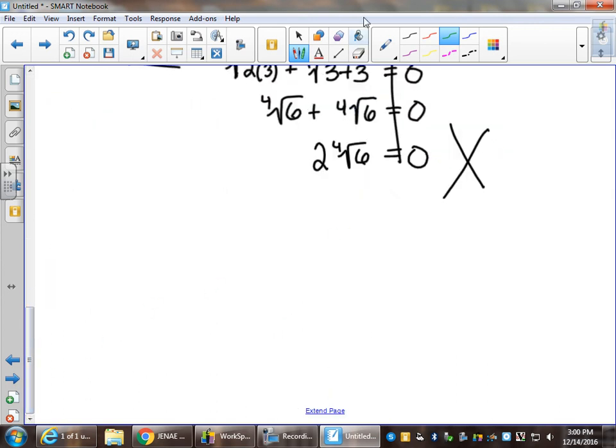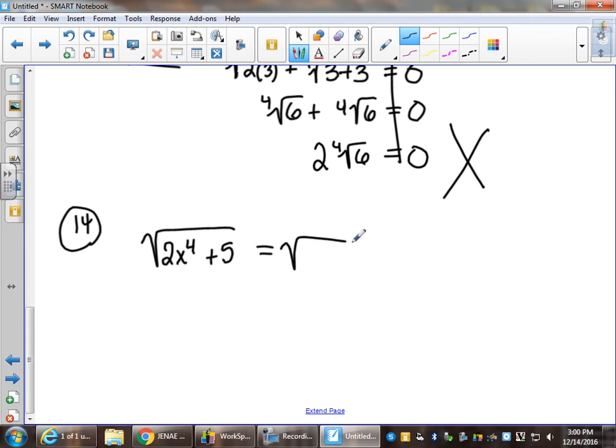Number 14, second to last example, 14. Square root of 2x to the fourth plus 5 equals square root of x to the fourth plus 13. See if you can do this one by yourself. This is going to drive me crazy. I'm going to write it neater. Okay? So square root of 2x to the fourth plus 5 equals the square root of x to the fourth plus 13.